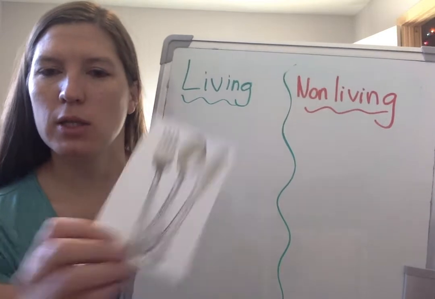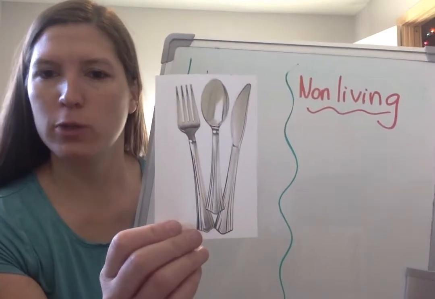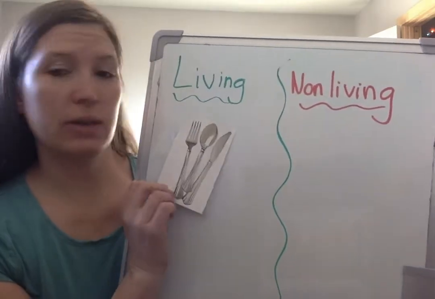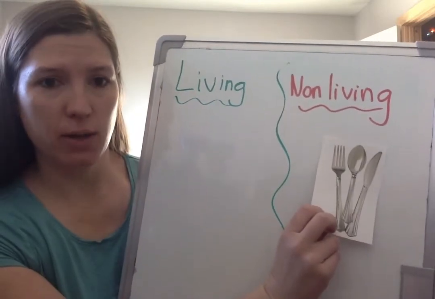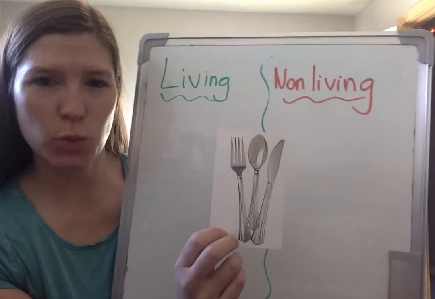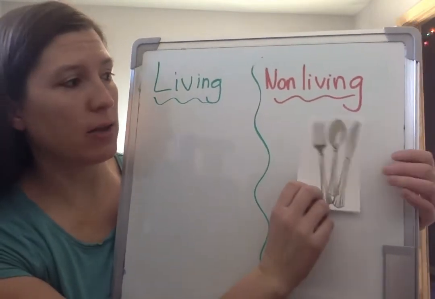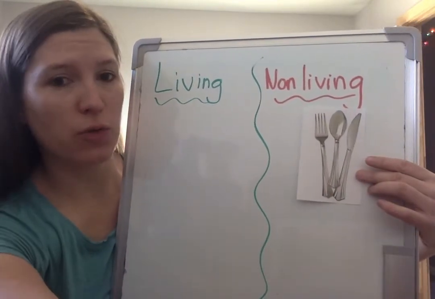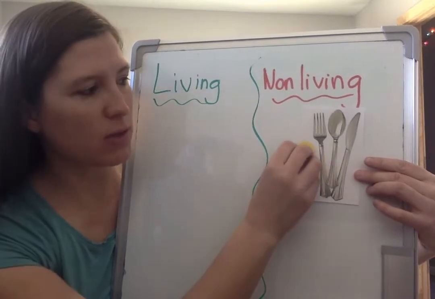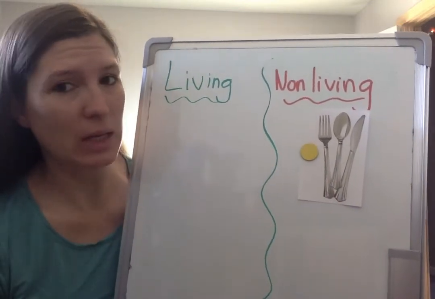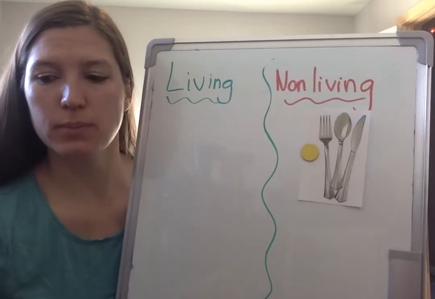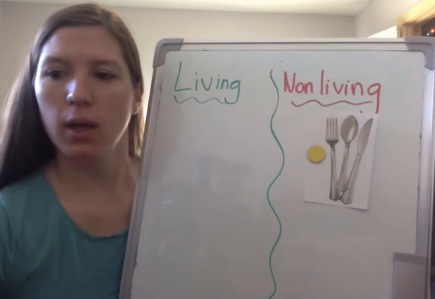So let's look at this picture. Fork, spoon, knife. Is this a living thing that needs food and water? Or is it non-living? Where would you put it? Non-living. Forks don't need food. We can use them to put food in our mouths, but they don't need anything. It's a non-living item. Okay.